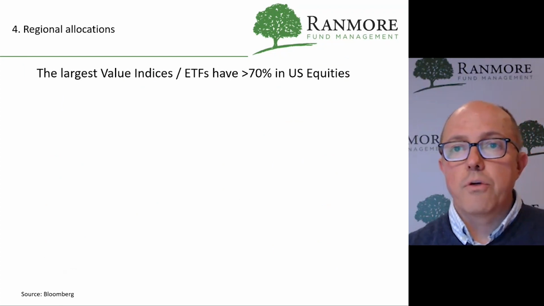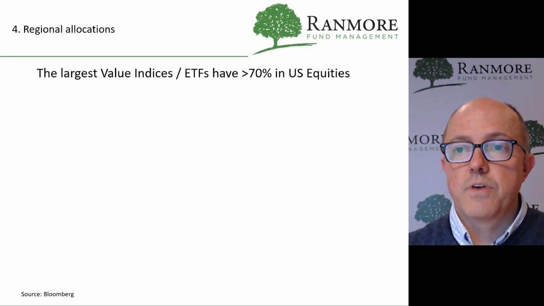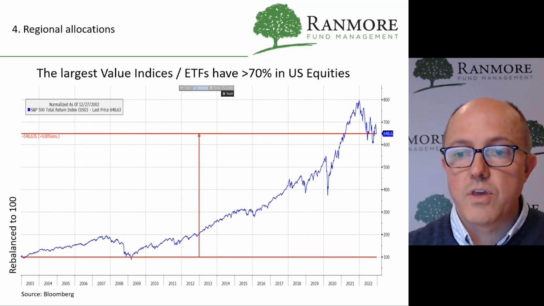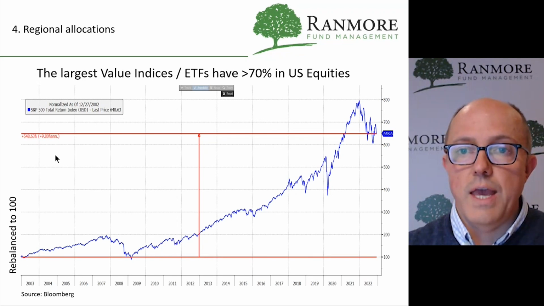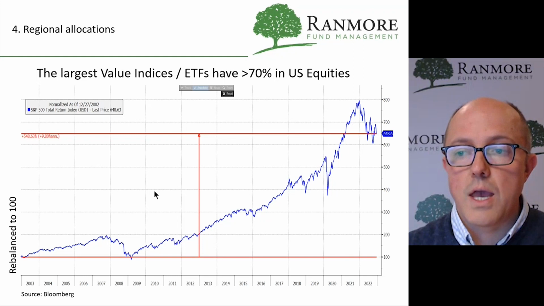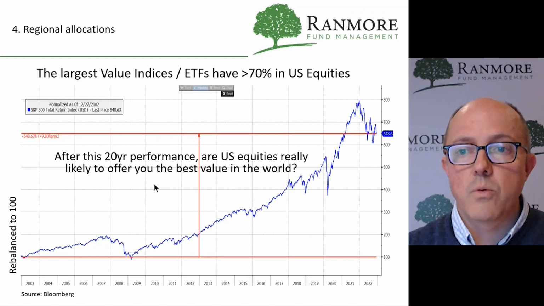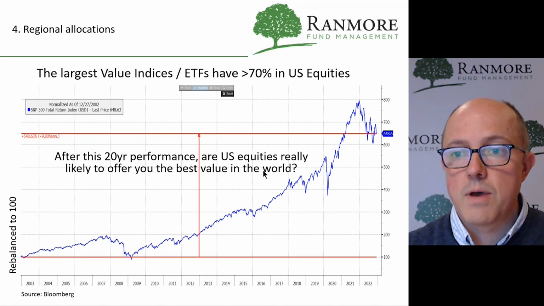Now, the fourth problem that I think one wants to be aware of with these passive value ETFs and passive value indices is that the largest value indices and ETFs have more than 70% in US equities. What we have here is the price of the S&P 500 Total Return Index, and you can see that it's gone from 120 years ago to 648. It's up 548%. Now, after this 20-year performance, do you really think that US equities are likely to offer you the best value in the entire world? Is this where you want to put 70% of your money now? Is the question I would have for you.